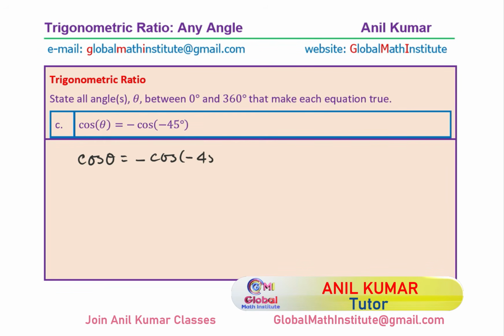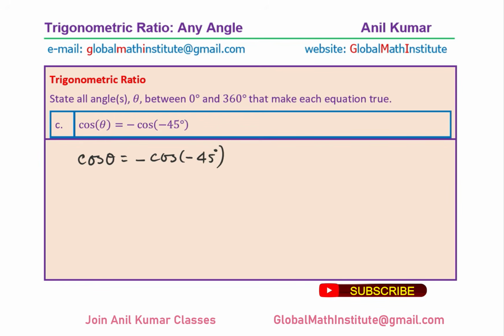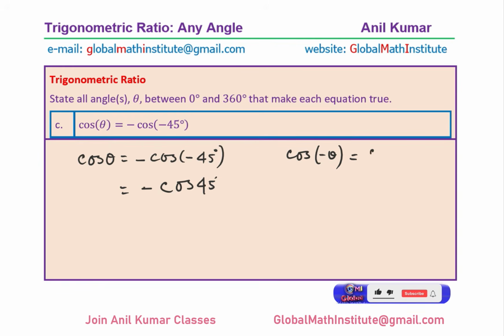minus 45 degrees. Well, when we talk about cos of minus 45, cos is an even function. We could also write this as minus cos of 45 degrees. You see that? So we know cos of minus theta is cos theta. This is an even function, right?